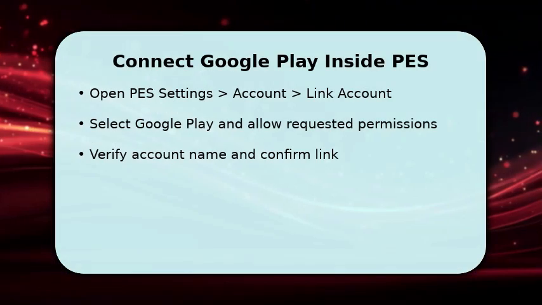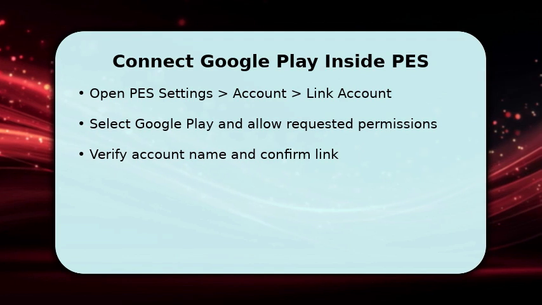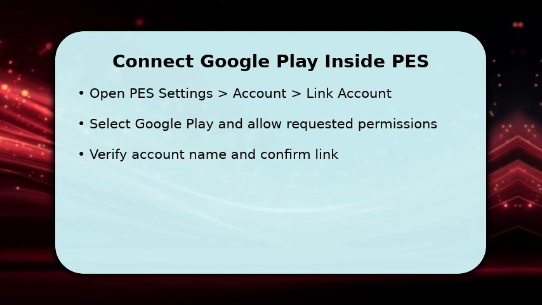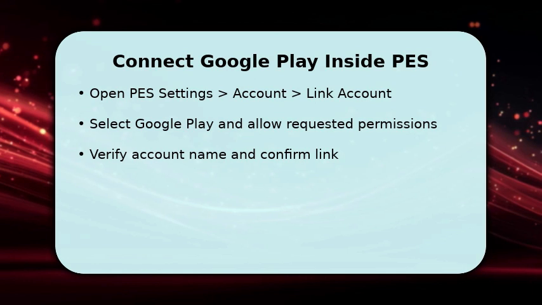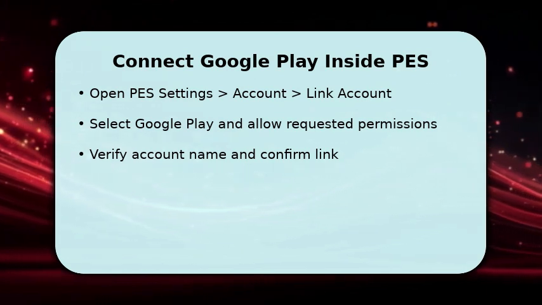Next, navigate Settings, then Account, and pick Link Account. Choose Google Play as the provider. The game prompts a permission dialog. Accept necessary scopes so PU and purchases synchronize. You'll see an account chooser. Select the same Google account already signed into the device to avoid mismatches.